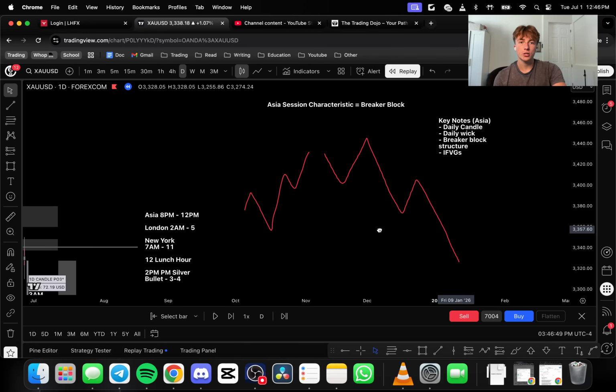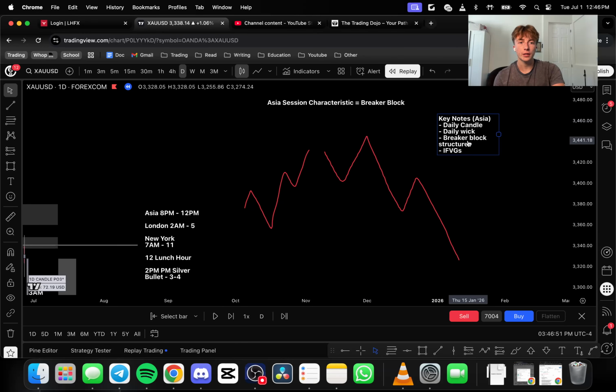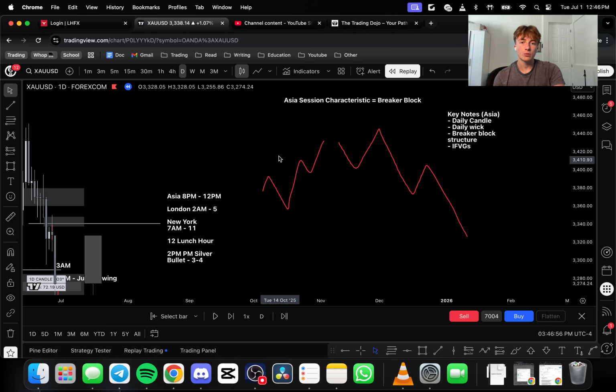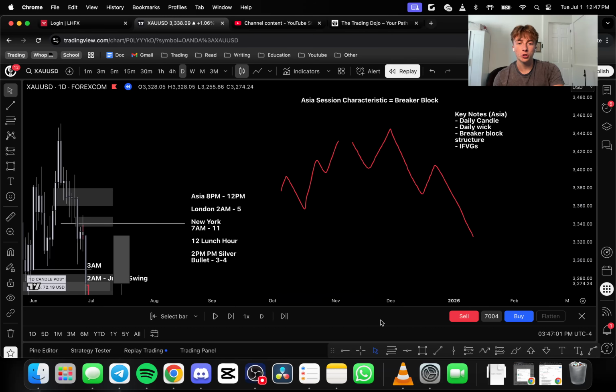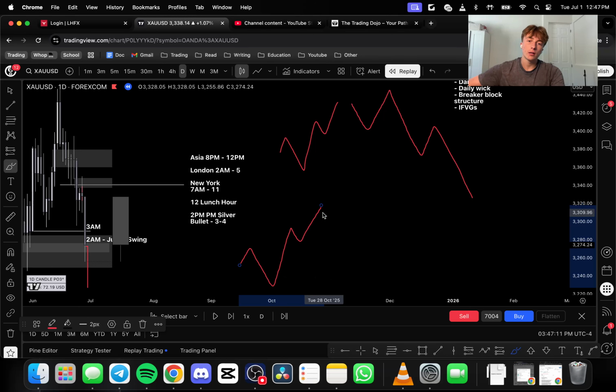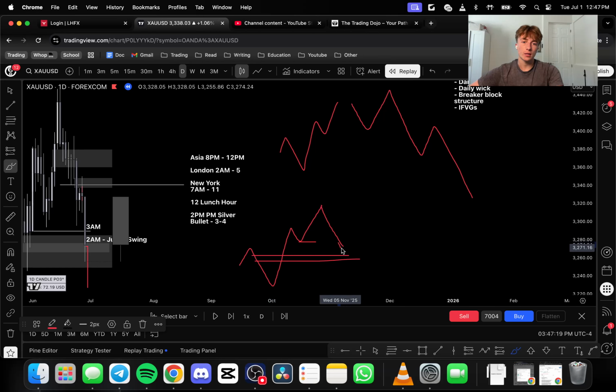Okay, so for Asia session, these are the keynotes: daily candle, daily wick, breaker block structure, IFVGs. Similarly to the Asia session where it moves in the opposite direction and then we look for that IFVG for the continuation, like a breaker block structure. For London session, we're essentially looking for it after a move like this, where we get the Asia session high, lower low, higher high, and we're moving higher. London session would typically retrace, like you saw it swept the Asia session low, maybe back into the IFVG. This would be the fake out move that we were expecting, and then we could once again look for IFVGs and then continuation up higher.